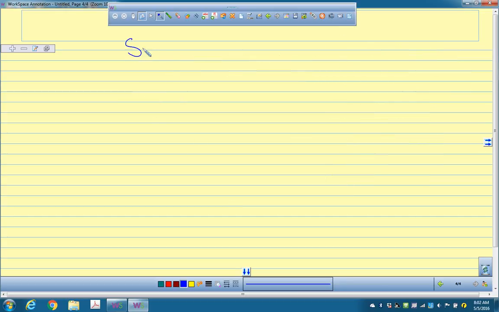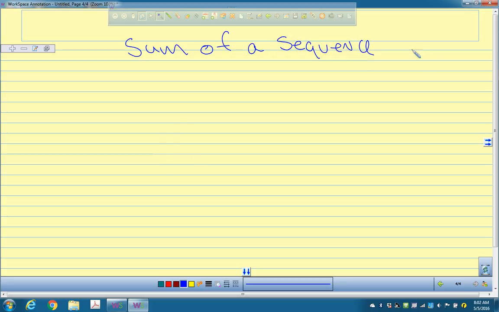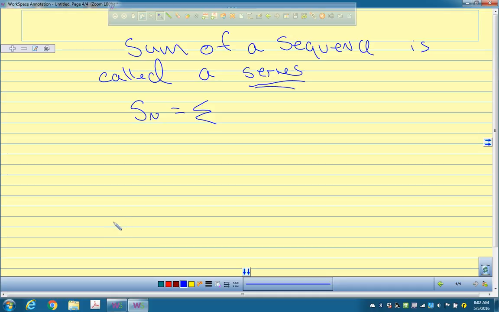So the sum of a sequence, okay, should take some notes, is called a series. So you should know this word, series. Sometimes they write this as S sub n, and sometimes they write this as the sum. Have you guys ever seen this symbol? I bet you've seen this symbol. This symbol means sigma, okay? That's a Greek letter sigma, and that means add them all up, okay?